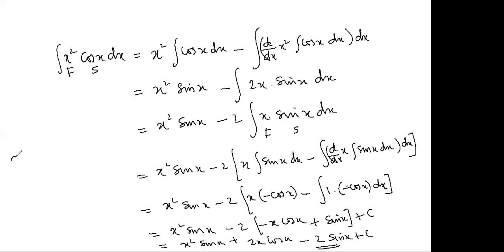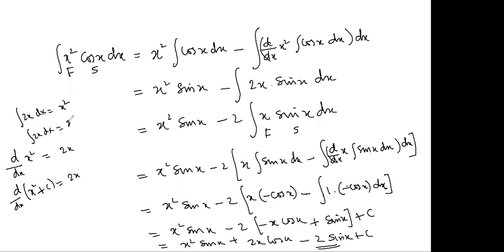Because if you differentiate x square, you get 2x. So what you can say? Integral of 2x dx is x square. Even if you differentiate x square plus any constant, still you will get 2x as the answer. So by definition, what you can say? Integral of 2x dx is x square plus any constant, generalization.